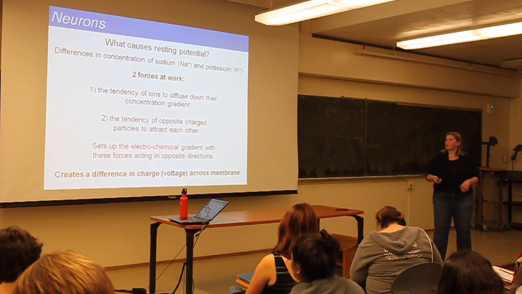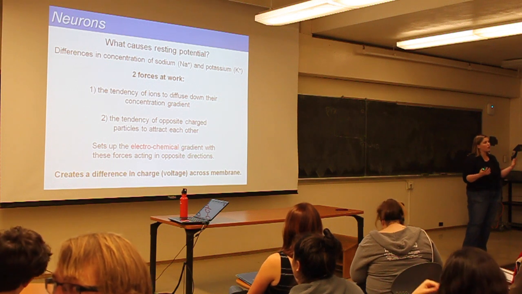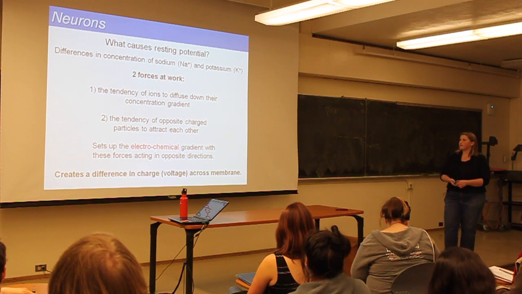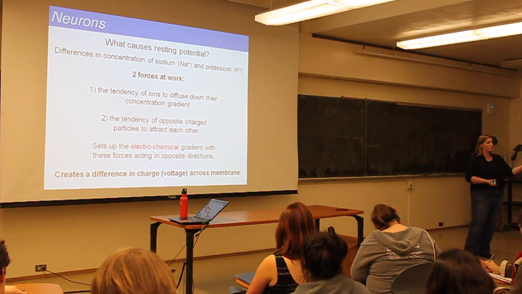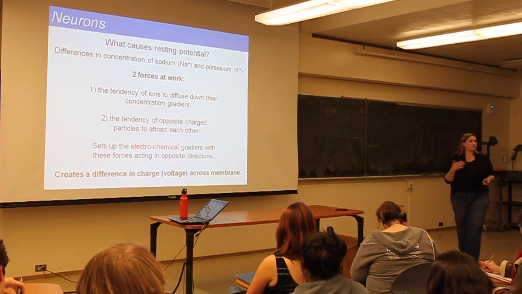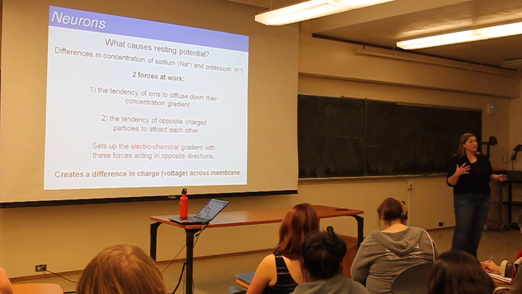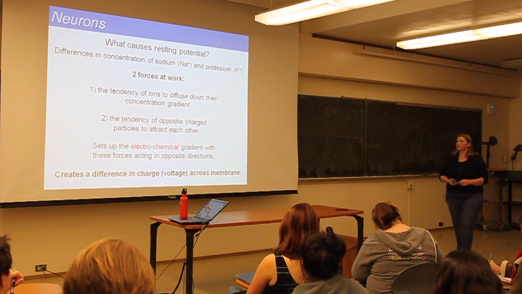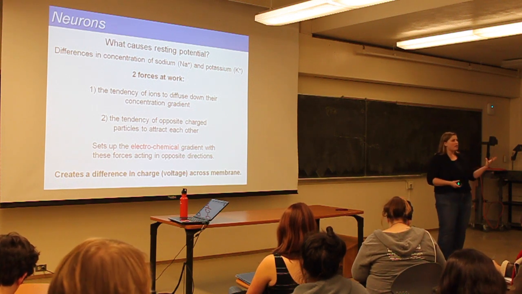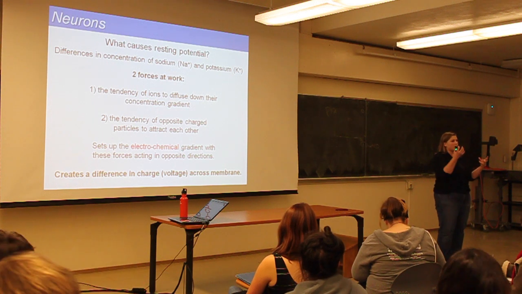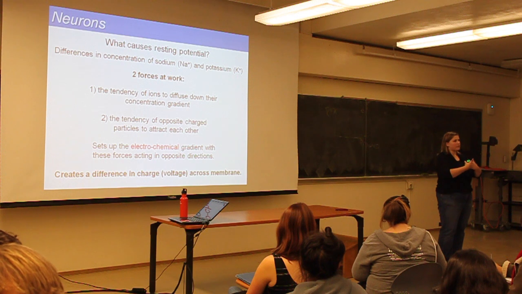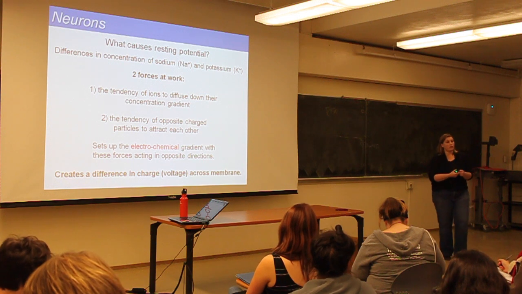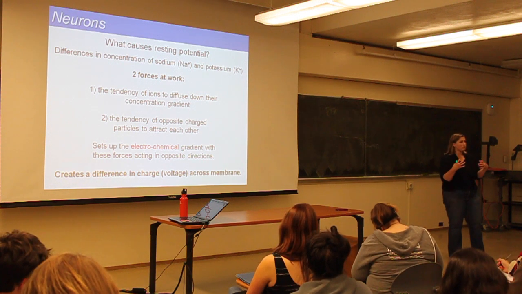So how do we get this resting potential? Well, there are two forces at work, and they work in opposite directions to get us to this resting potential. The first is the tendency of ions to diffuse down their concentration gradient. We started off this little lecture with the idea of what a concentration gradient is, so you should have a feeling for how that works. The other force at work is the tendency of opposite charged particles to attract each other. Okay, so you know that positives are attracted to negatives, right? What do positives and positives do, and negatives and negatives? They actually repel each other, right? So like charged particles repel each other, but opposite charged particles attract each other. Okay, does everybody feel comfortable with these two ideas?